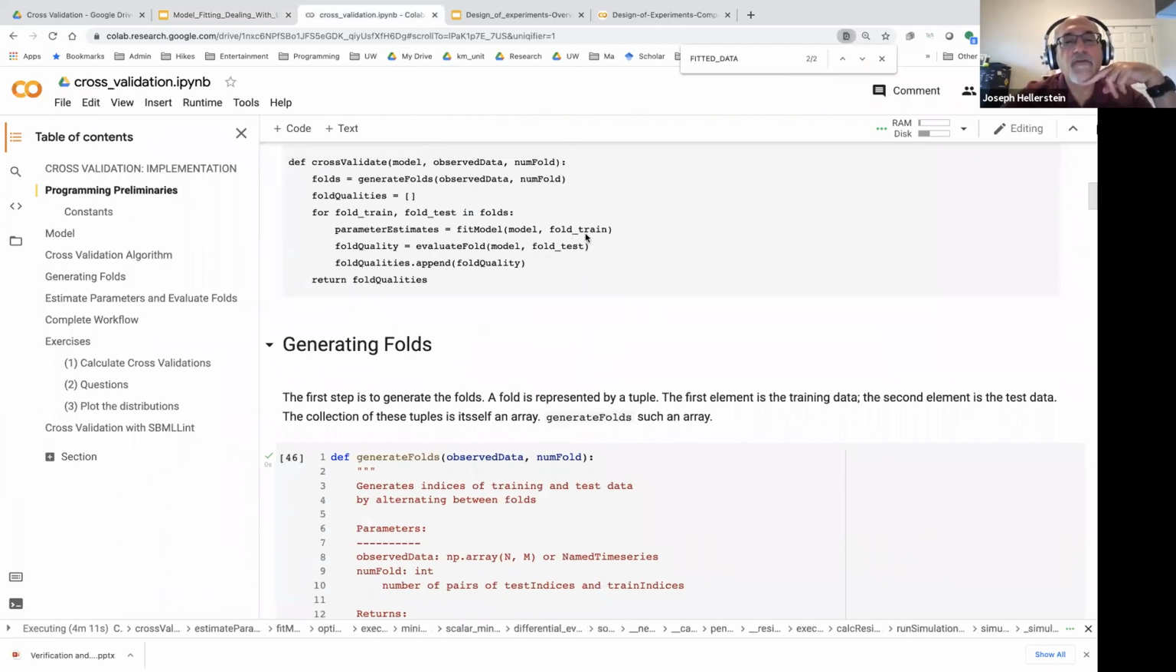I use the training set to construct my parameter estimates from the model. So that's using fitting like with SB, and then I have to evaluate the model using the test set.